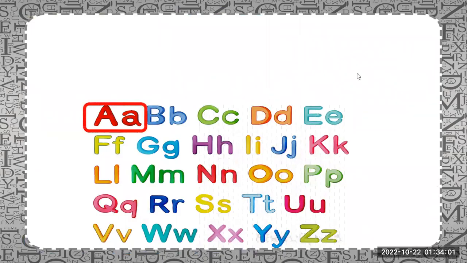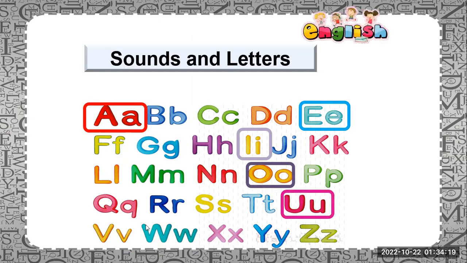Now let's review the sounds of the letters. A, B, C, D, E, F, G, H, I, J, K, L, M, N, O, P, Q, R, S, T, U, V, W, X, Y, Z. So we have 5 vowels, each has two sounds: A, E, I, O, U.